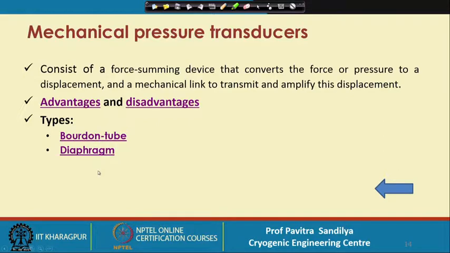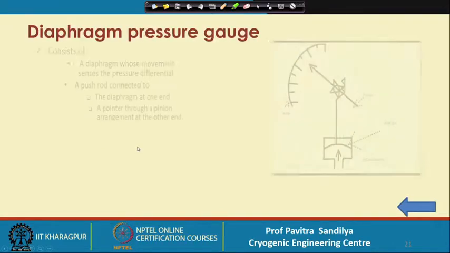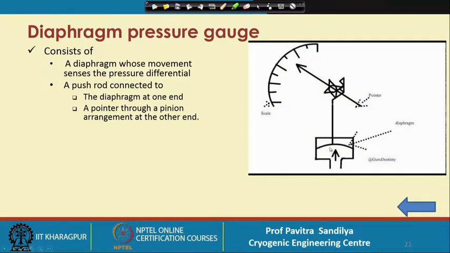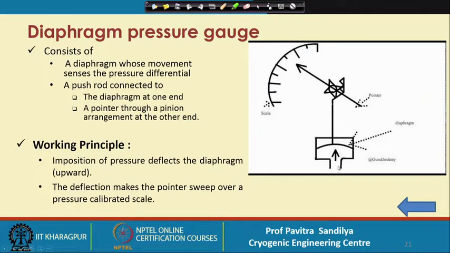Then we have another type of mechanical pressure transducer, that is the diaphragm type. Now in this diaphragm type, what we have is a diaphragm. So here we have a diaphragm, and again, like the Bourdon gauge, we have another pointer here. So how it works is that whenever there is a pressure on the diaphragm, this pressure through the pinion arrangement will again cause a movement to this pointer. So depending on the pressure coming to the diaphragm, this pointer will move on the left hand side or the right hand side. So this is how the diaphragm pressure gauge works.